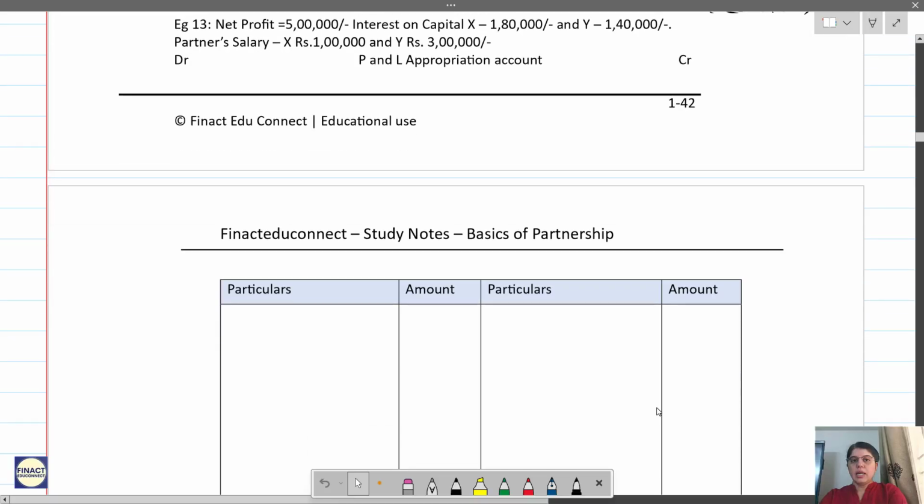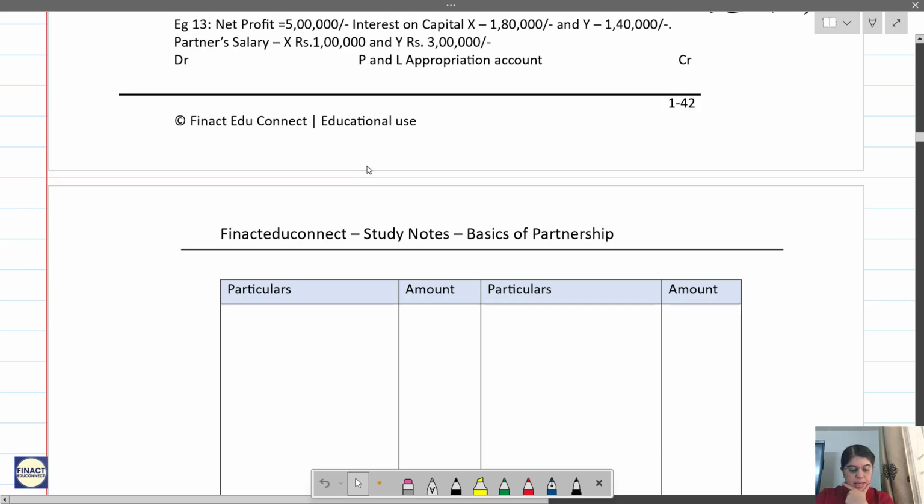Now see here, net profit is 5 lakh. Interest on capital for X is 1,80,000 and for Y is 1,40,000. Then partner's salary, X is 1 lakh, Y is 3 lakh. Now if you calculate this, 3 lakh plus 1 lakh, partner's salary itself is 4 lakhs. And interest on capital 1,80,000 plus 1,40,000. If you add it to this 4 lakhs, definitely it's going to be more than 5 lakh rupees.